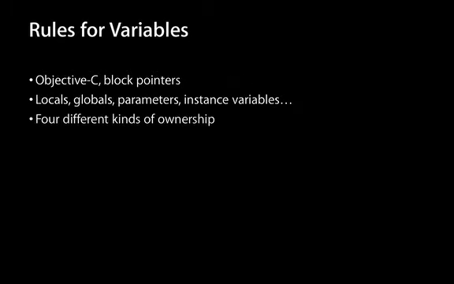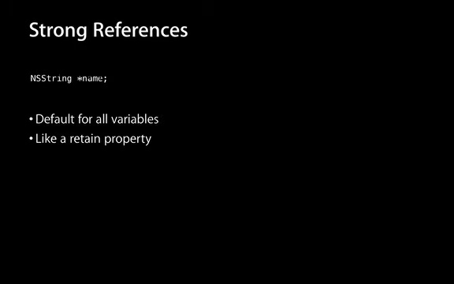So what does this look like? Let's talk about variables first. Let's talk about Objective-C objects and block pointers. This includes local objects, global objects, parameters, instance variables, all variables. There are 4 different kinds of ownership. So as Malcolm talked about, we have strong references. This is the default. In fact, if you write this, the compiler just assumes you wrote this. That's what the desired effect is. It is like a retained property, where as long as this variable is set, it's retained. If it's set to nil, then it releases the previous value. Very simple rule.